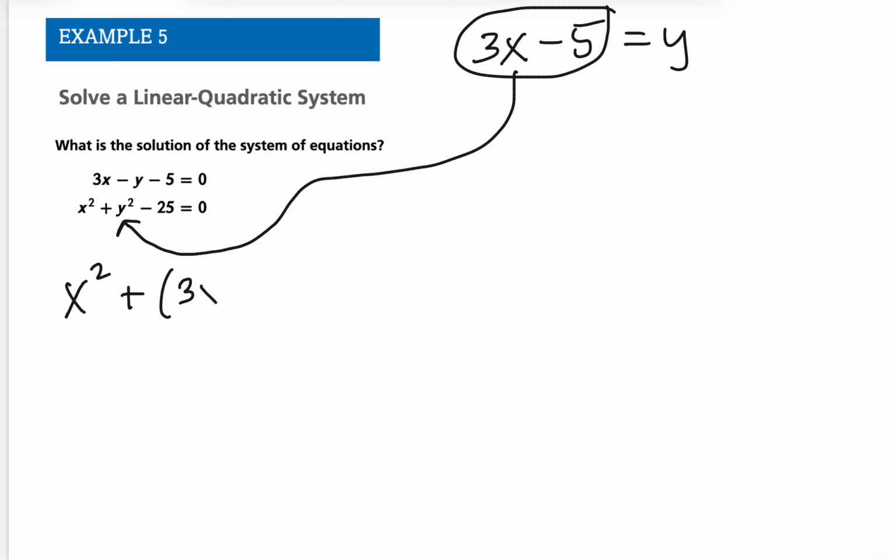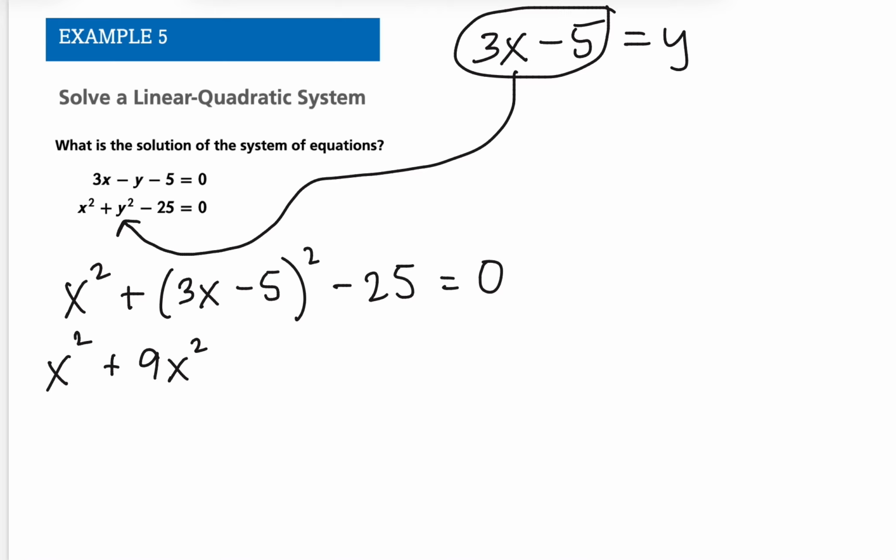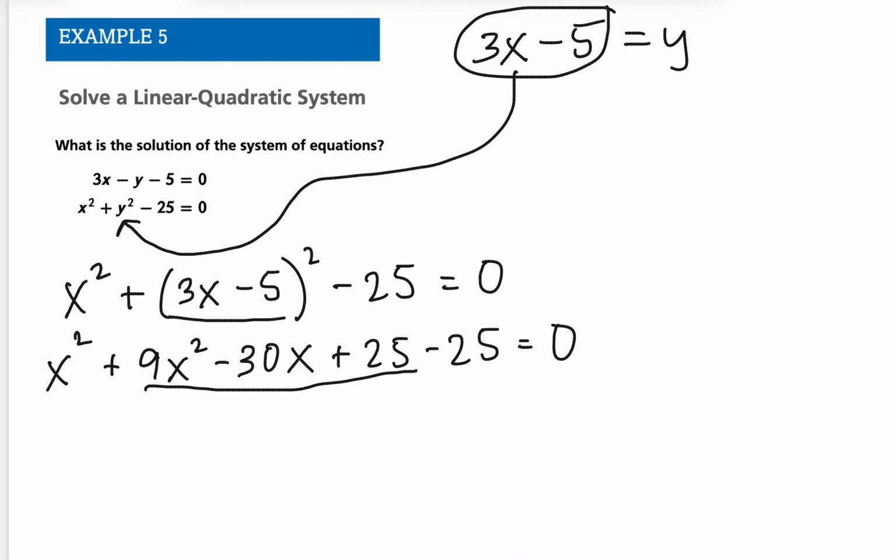So what that gives me is x squared plus (3x minus 5) squared minus 25 equals 0. So now I am going to distribute out the (3x minus 5) squared. That's really (3x minus 5) times (3x minus 5), so I can FOIL it. And that gives me 9x squared minus 15x minus 30x plus 25, minus 25 equals 0. This right here just came from me distributing out the (3x minus 5) squared.